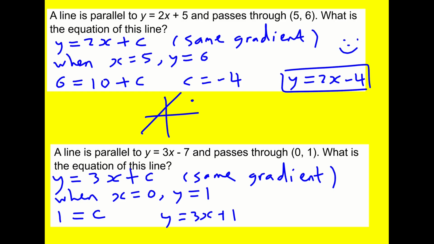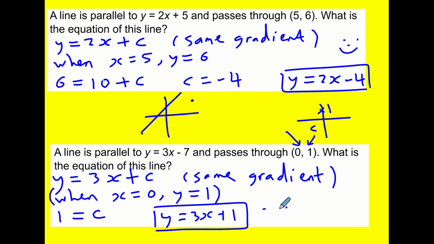And actually, I didn't need to do this method here. I didn't need to substitute it in. I can see immediately that it is the value of c, because it is 0, 1. It goes here. That is, by definition, my y-intercept. So when you get a question where you have 0 as your x value, you get your value of c for free, essentially. If you don't spot it, you can still substitute it in, but you can do it more quickly if you notice it.